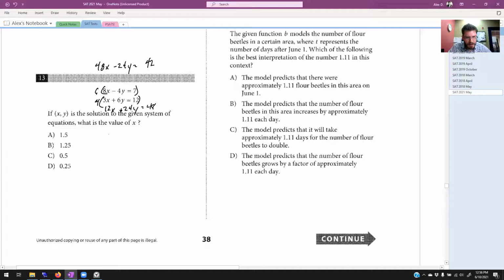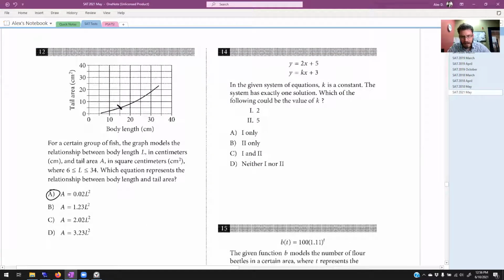Add straight down and you get 60x equals 90. X equals 9 over 6 because it reduces to 3 over 2, which is A.